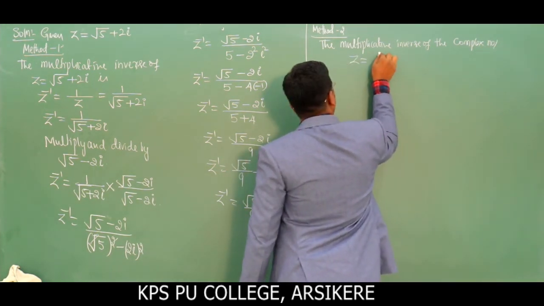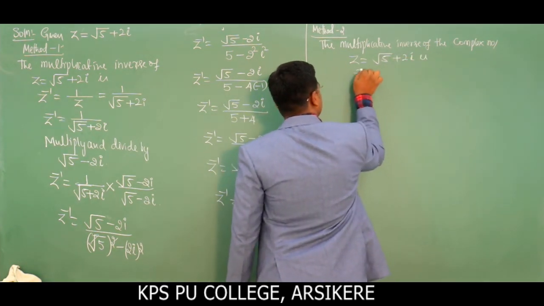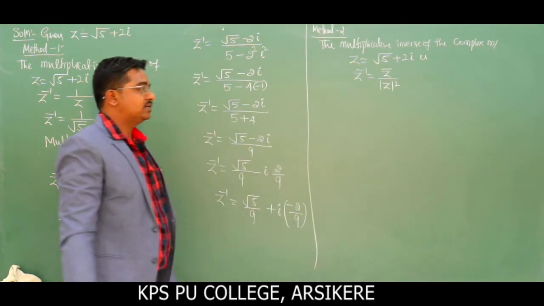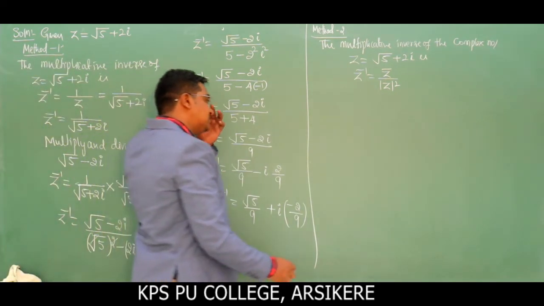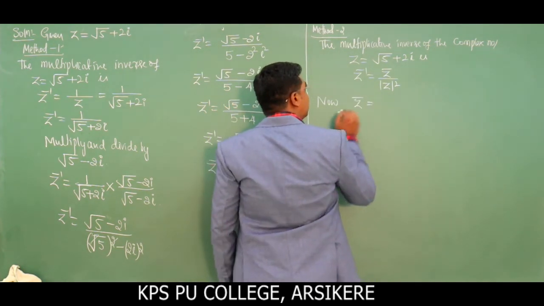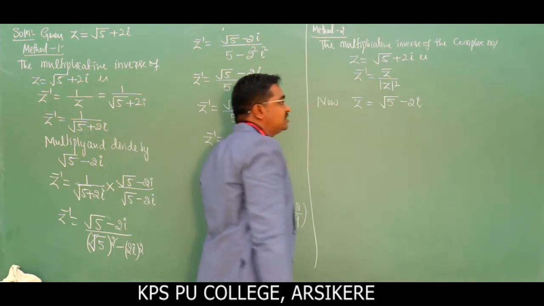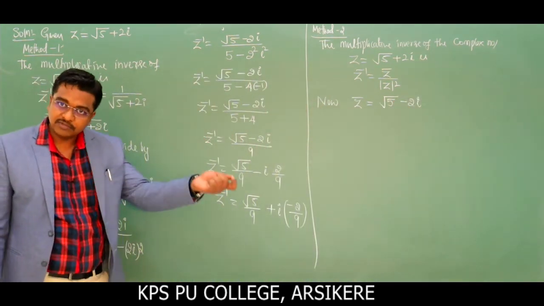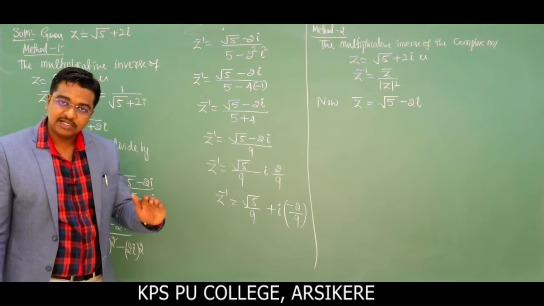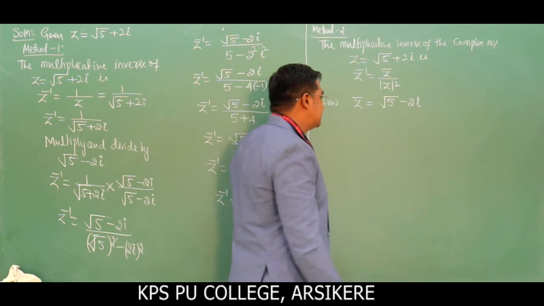Z is equal to root 5 plus 2i. Z inverse is equal to z bar divided by mod z whole square. Next step is simplification. Z bar is equal to root 5 minus 2i, because we just interchange the sign of the imaginary part. Real part is as it is, imaginary part takes its opposite sign, plus becomes minus, minus becomes plus.